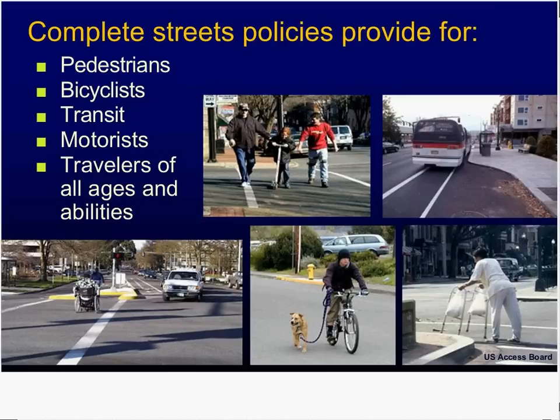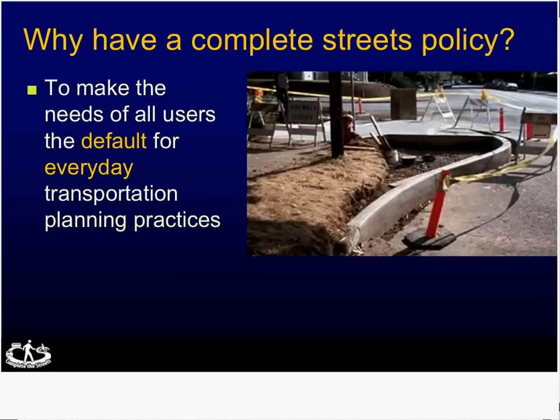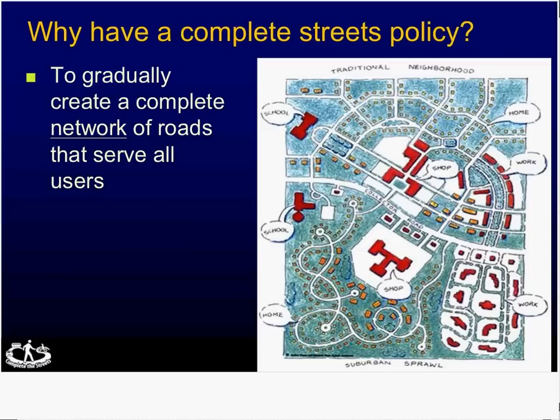Complete streets policies really provide for all these different users: pedestrians, bicyclists, transit, motorists, and trucks, of all ages and abilities. We want this Complete Streets policy to make the needs of all users the default for everyday transportation planning practices. We don't want to have special pots of money to do this. We want to make it the default way that any traffic engineer or any community designs and maintains the streets.